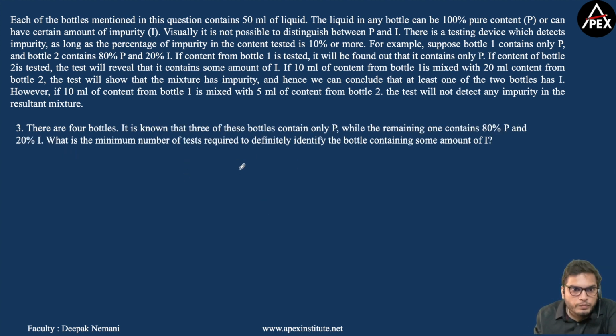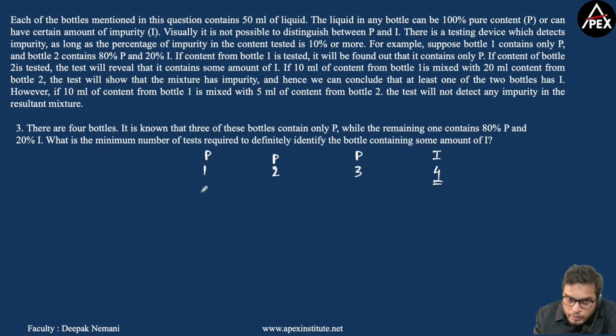Now coming to the third question. There are 4 bottles. It is known that 3 of these bottles contain only P, while the remaining one contains 80% P and 20% I. What is the minimum number of tests required to definitely identify the bottle containing some amount of I? Now let these 4 bottles be 1, 2, 3 and 4. Let the liquids in bottles 1, 2 and 3 be 100% pure liquids, whereas the liquid in bottle 4 has 20% impurities. Right? Now we need to find the minimum number of tests required to definitely identify this bottle.